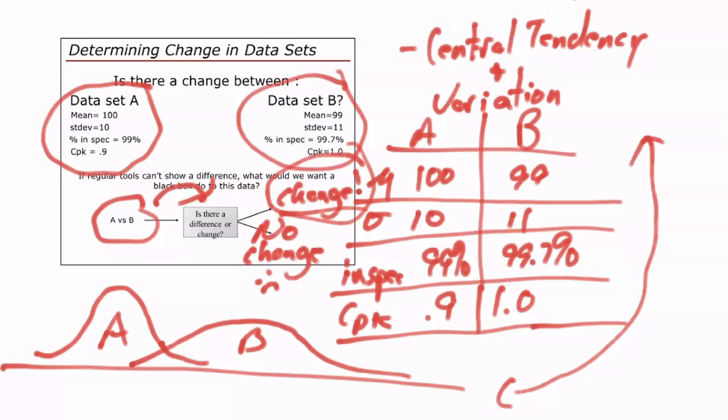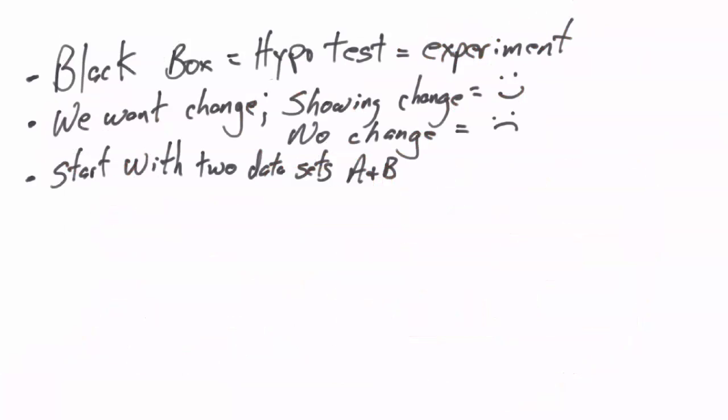But let's take a look at building a black box that could do it as well. That is really what a hypothesis test is. It's a black box that allows us to insert two data sets, and then it will send out an answer that there was a change or no change. All right, I've cleaned up my screen just a little bit, and let's dive into the concepts behind this thing I'm calling a black box.